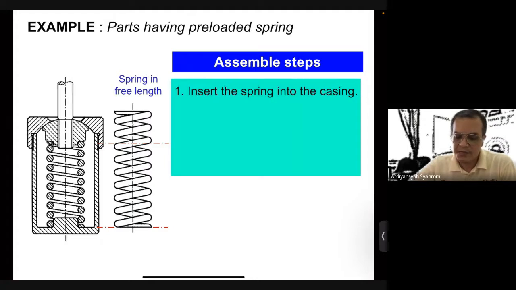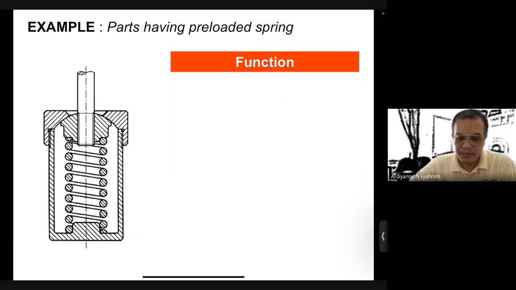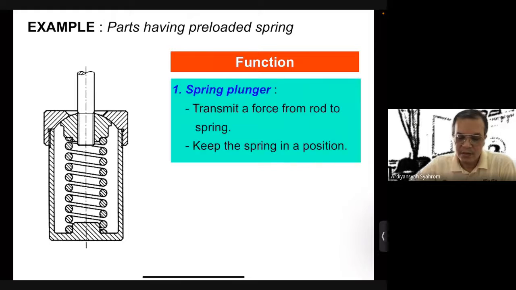The first is insert the spring into the casing. Tightening the rod spring of the preloader and close the cap. You need to push first, and after that you need to close. The spring transmits force from the rod to the spring and keeps the spring in position. If with the preloading, the spring will go to another side.